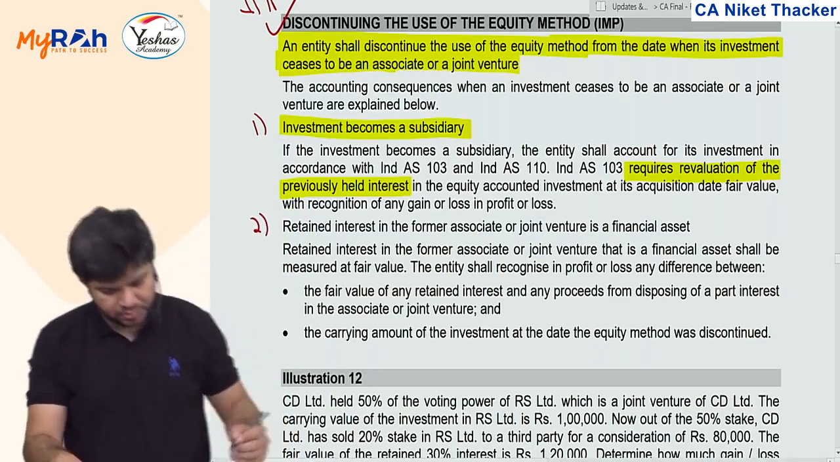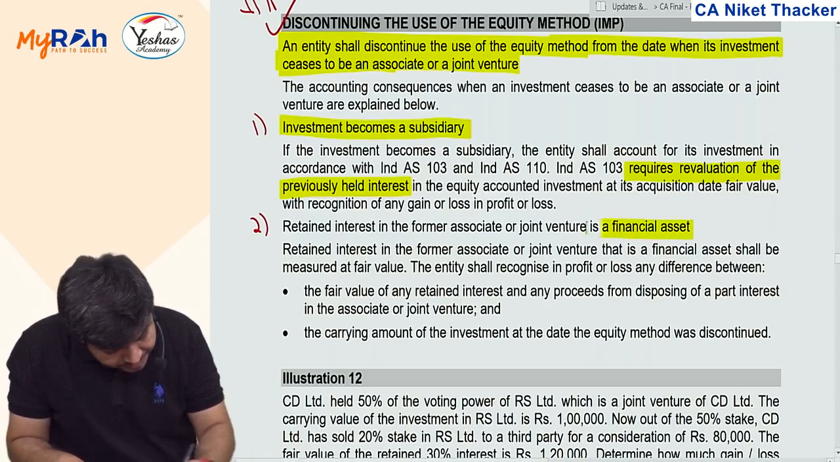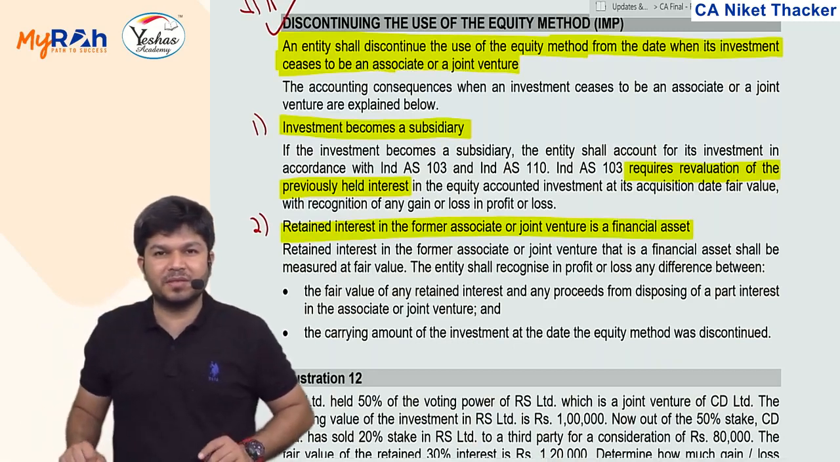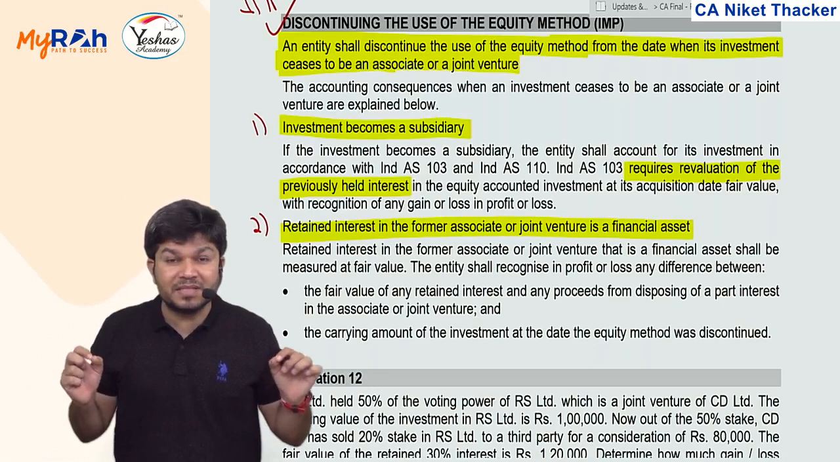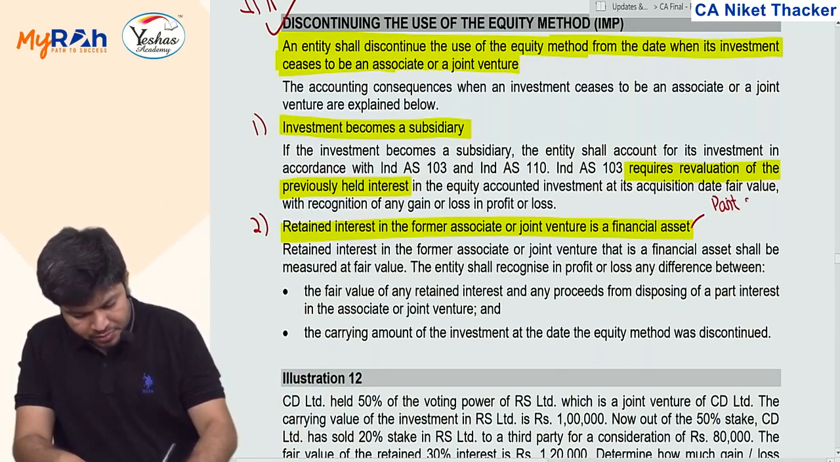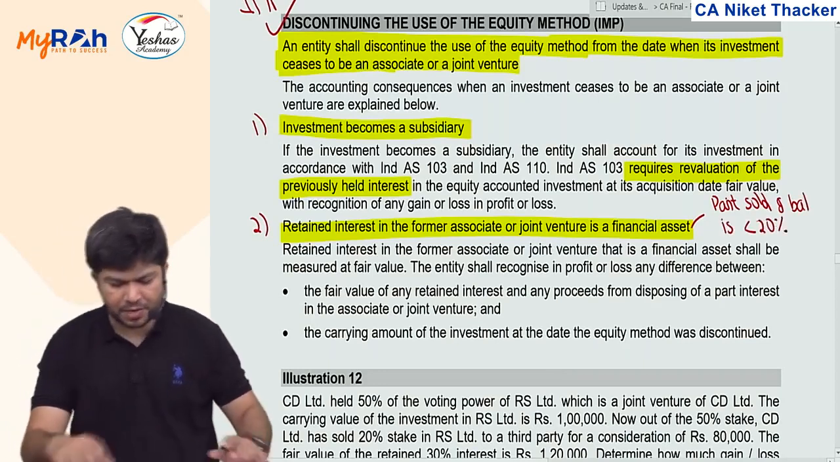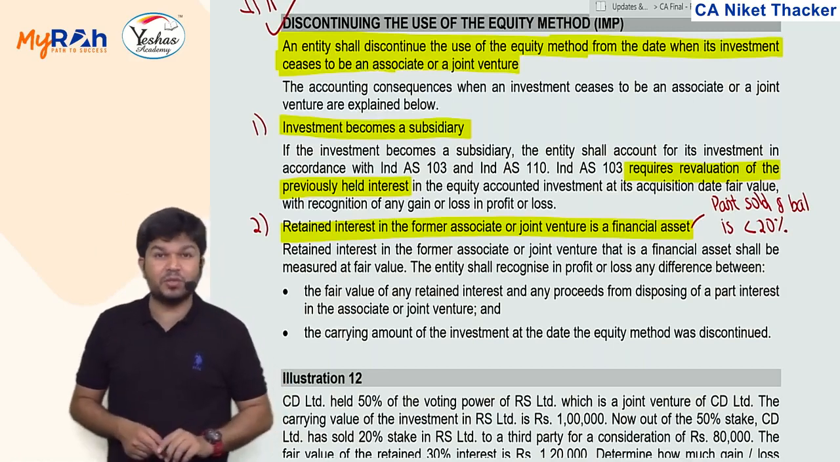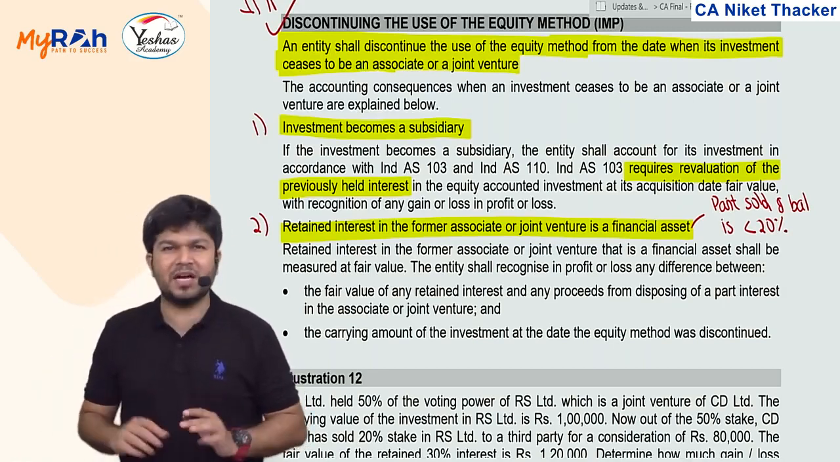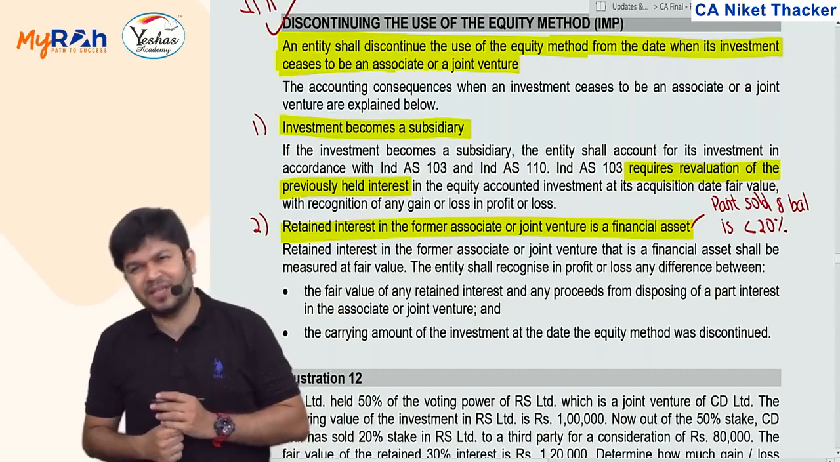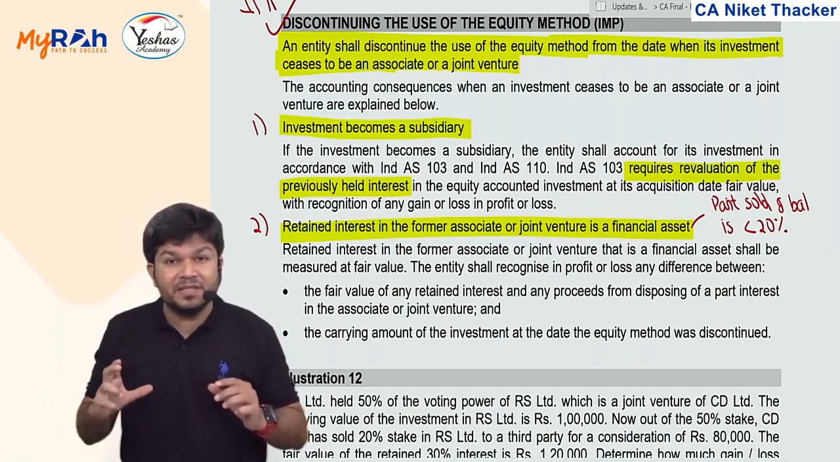And number two, retained interest in former associate or joint venture is a financial asset. Means you sold something, balance held is less than 20%. This is part sold and balance is less than 20%. Now it's not associate, not joint venture. The balance jo bacha, that will come at fair value. The balance investment will appear at fair value. Purana investment will go away. Difference, gain or loss.